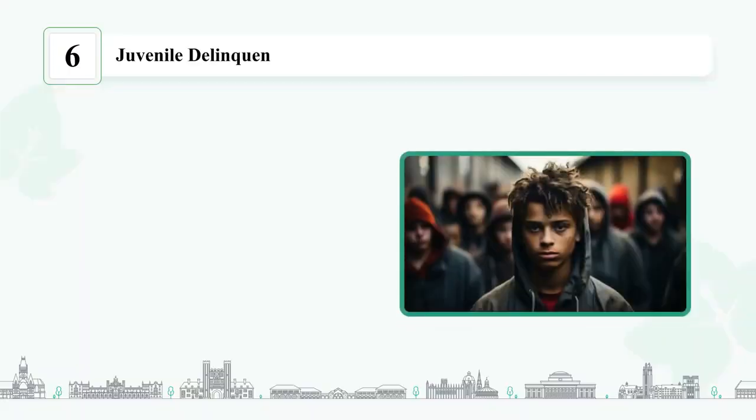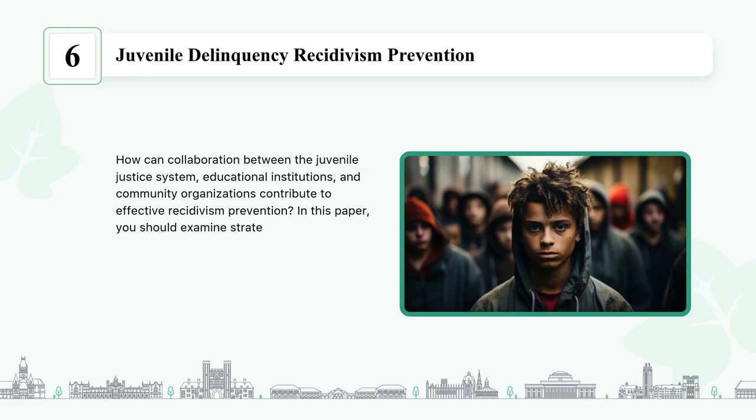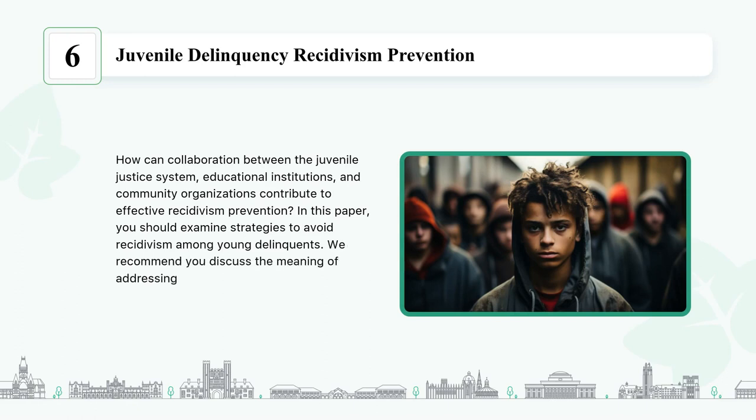Juvenile delinquency recidivism prevention. How can collaboration between the juvenile justice system, educational institutions, and community organizations contribute to effective recidivism prevention? In this paper, you should examine strategies to avoid recidivism among young delinquents. We recommend you discuss the meaning of addressing underlying causes, providing rehabilitative programs, and promoting positive youth development.